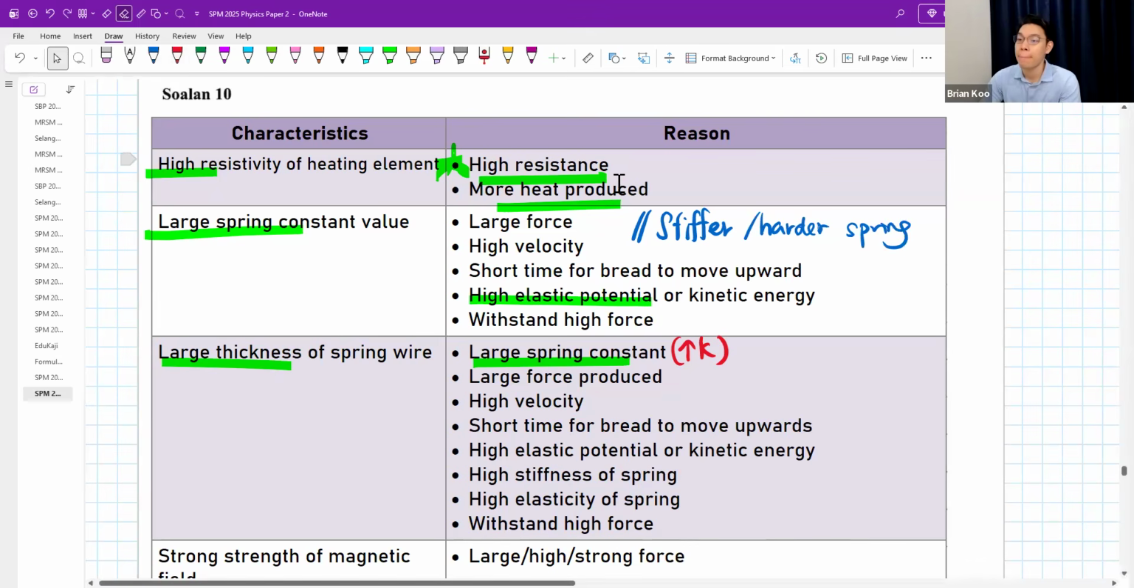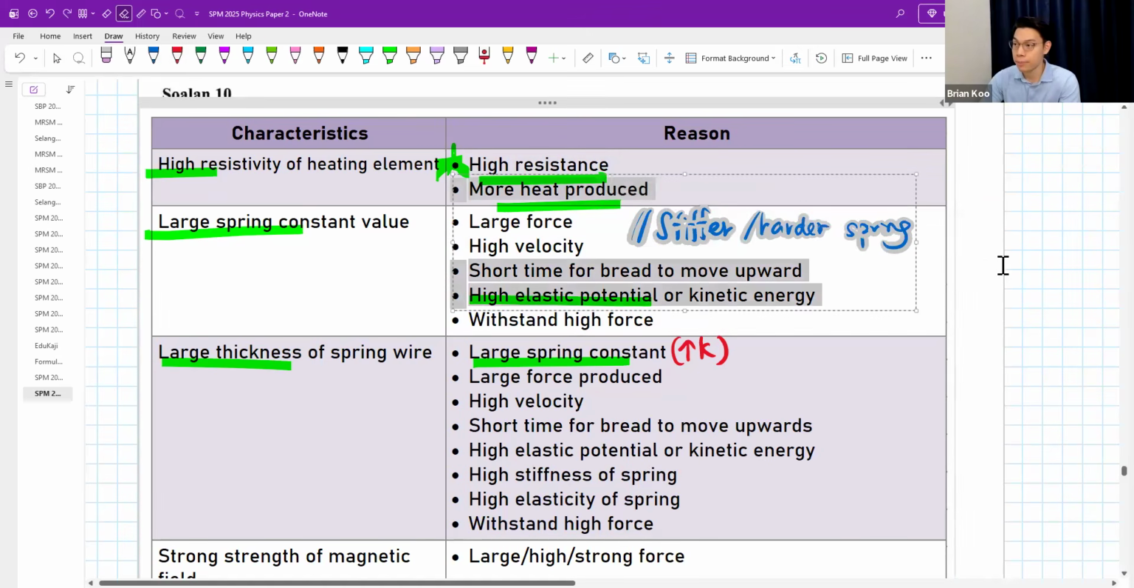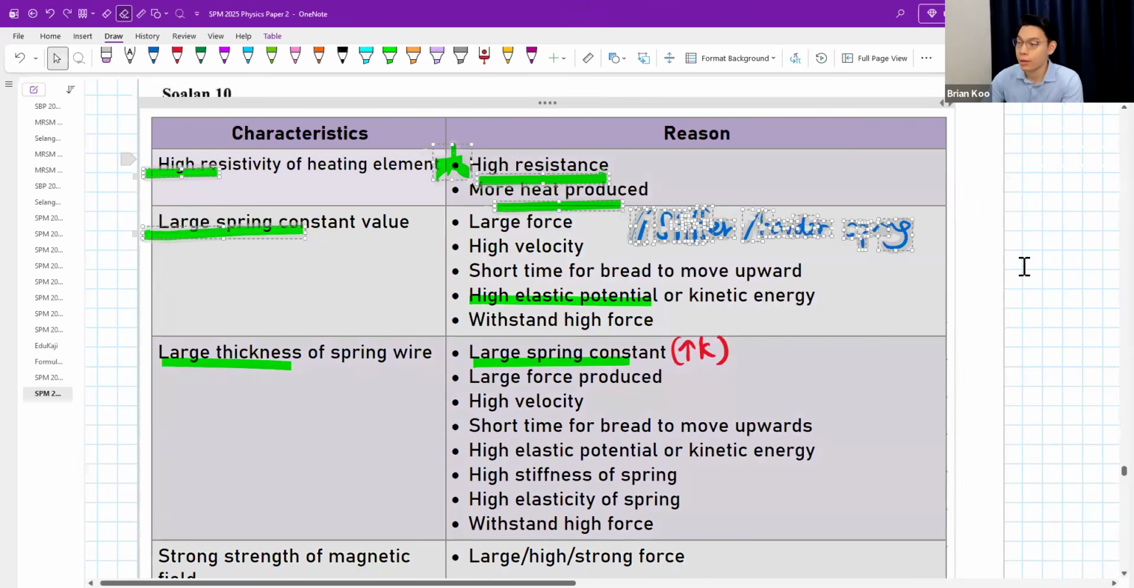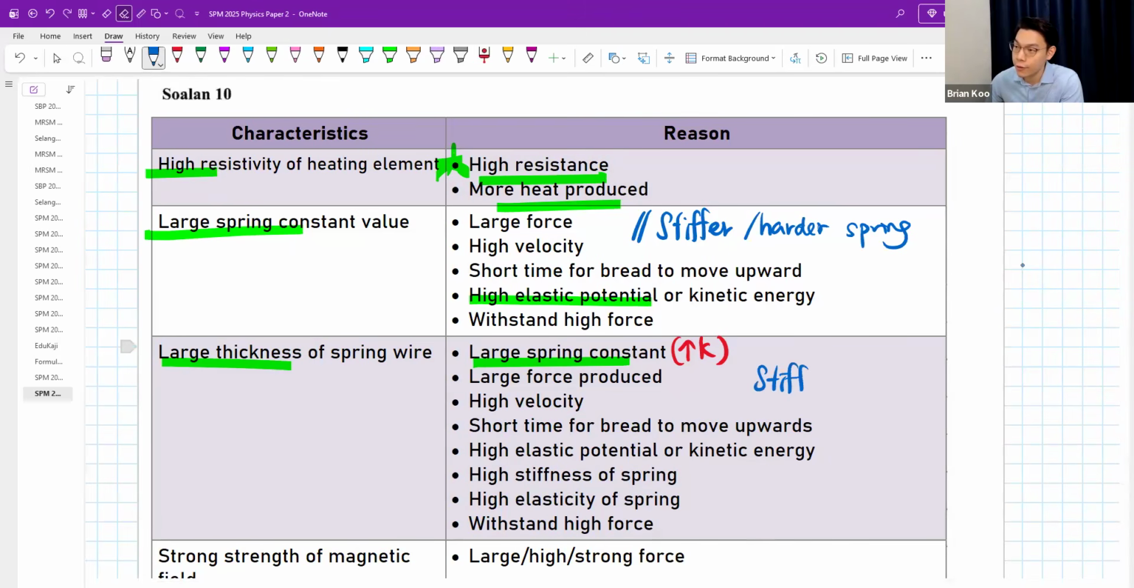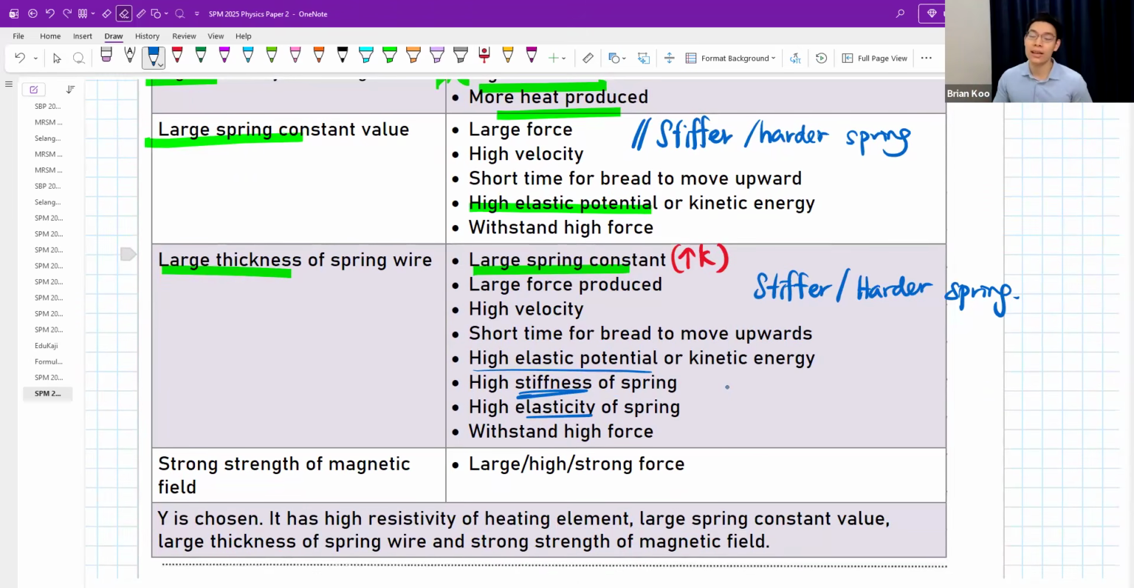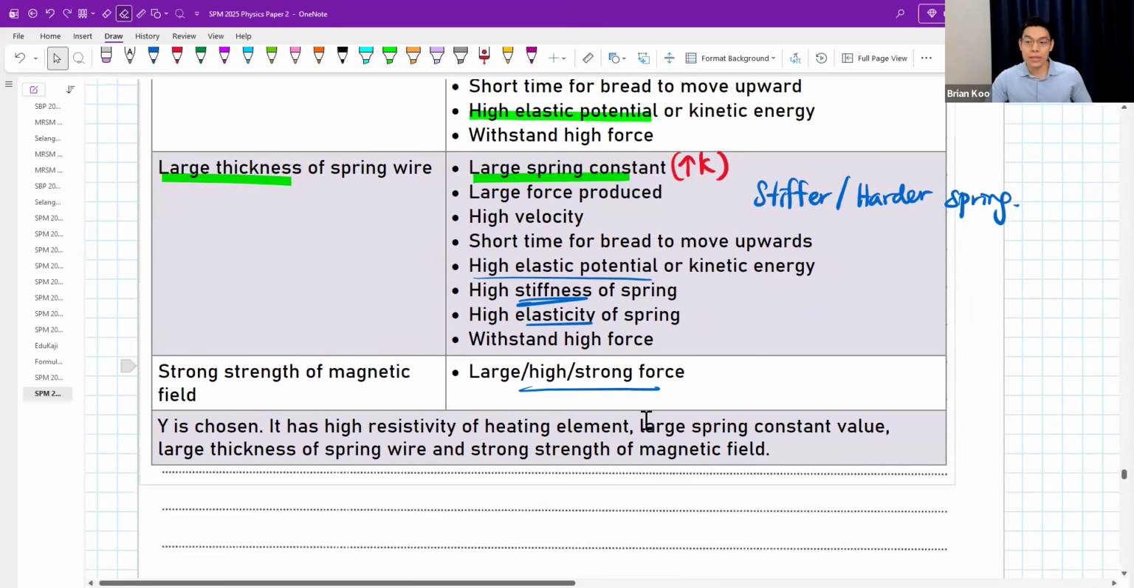Okay. For the thickness one also the same. Yeah. Am I right here? Stiffer or harder spring? High stiffness, very elastic spring, can withstand a lot of force, can produce a lot of elastic potential energy to bounce the spring upwards. When it bounces up, it will move very fast. Yeah, a lot of different answers. Strong magnetic field strength can produce a lot of force. Yeah, therefore Y is chosen.